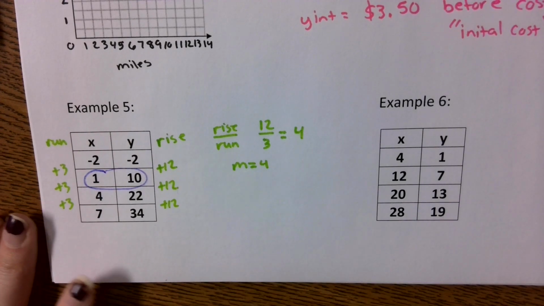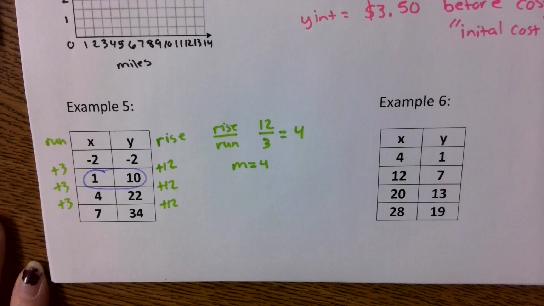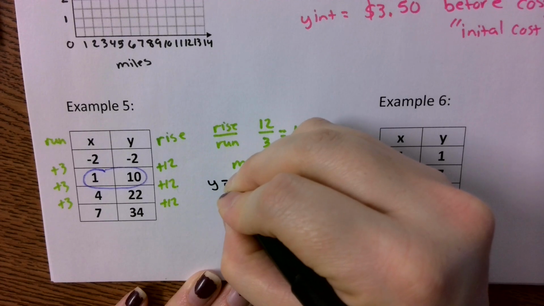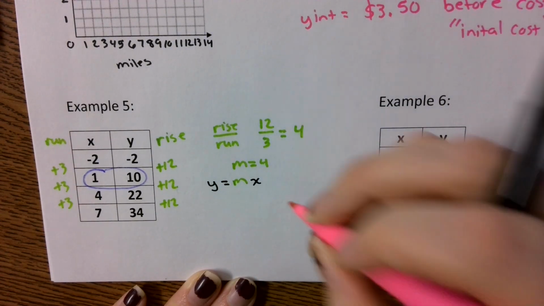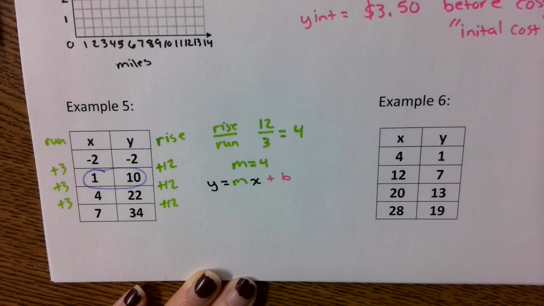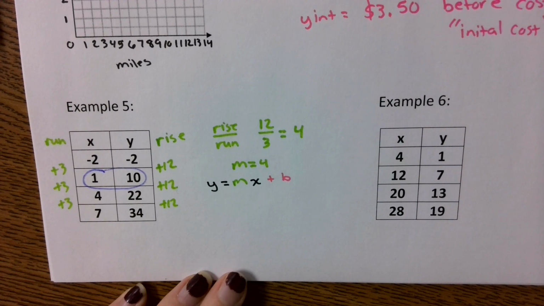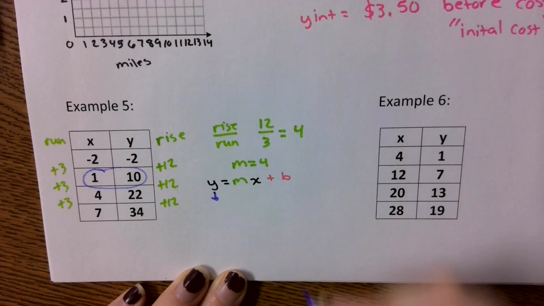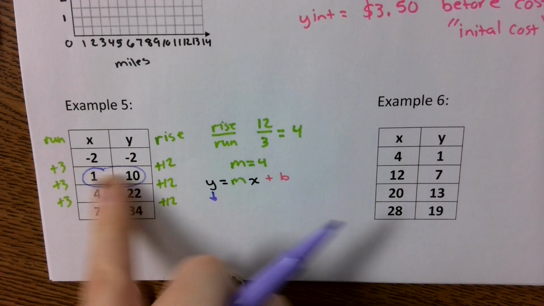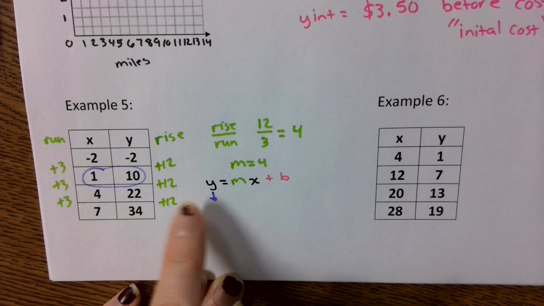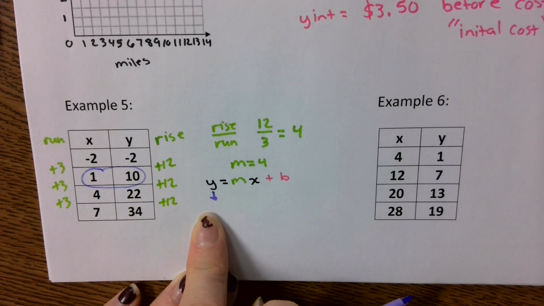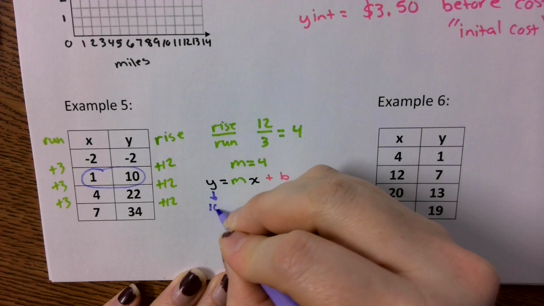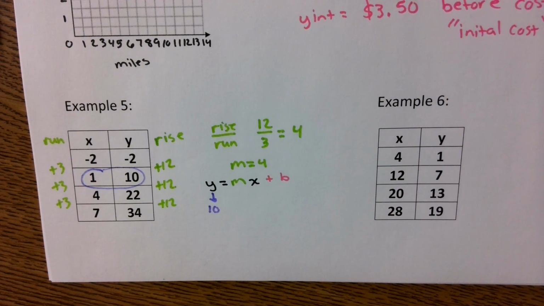I'm going to substitute it back into my formula, y is equal to mx plus b, so that I can just solve for b. Okay, that means that I'm replacing y with what value? The 10, right? I chose this point. If you chose -2, you would replace it with a -2. If you chose 4, 22, you would replace it with a 22, and so on and so forth. I chose the 1, 10, so I'm choosing to replace it with a 10.